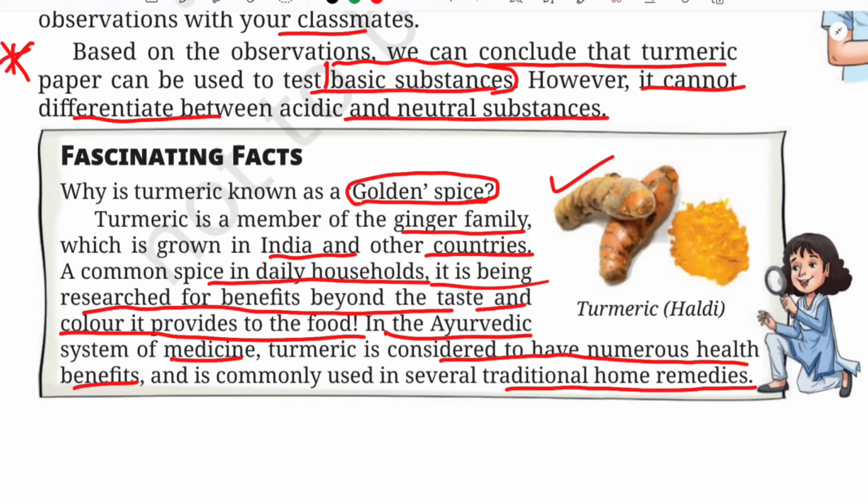Like for example, whenever you get sick and you have a fever, what your parents used to do, they used to give you milk and they used to add a little bit of turmeric over there, haldi, isn't it? That will relieve your body ache.